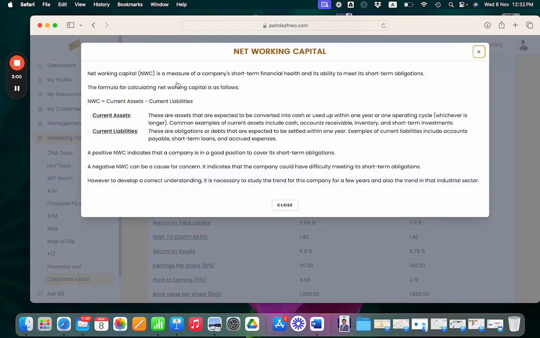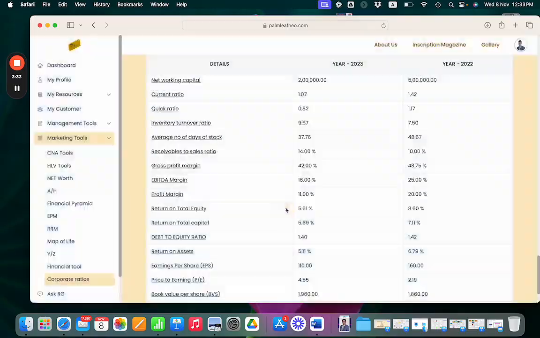What does it indicate? It's a measure of a company's short-term financial health and its ability to meet its short-term obligations. A positive net working capital indicates the company is in a good position to cover its short-term obligations. A negative net working capital can cause concern. It indicates that the company could have difficulty in meeting its short-term obligations. However, you have to see the industry trend also and for the same company for the past few years.